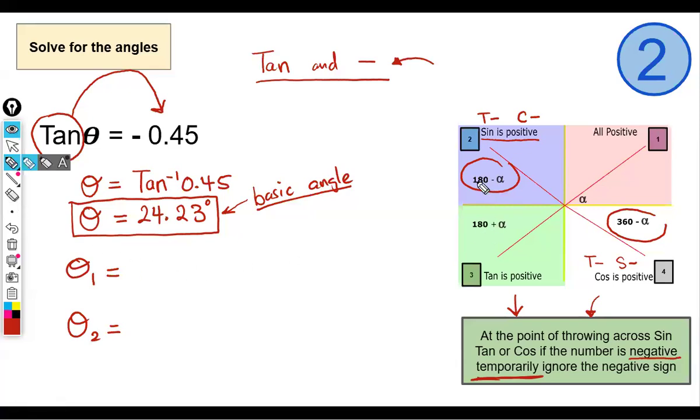180 minus 24.23. Oh, my mistake. From quadrant 2, I'm getting 155.77 degrees. And on the fourth quadrant, 360 minus 24.23, it's 335.77 degrees. Those are my two answers.